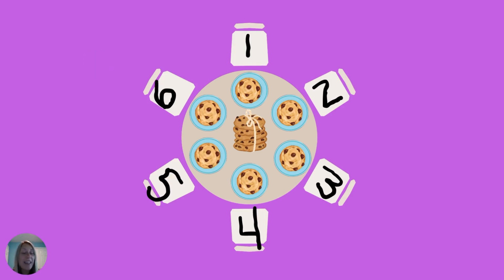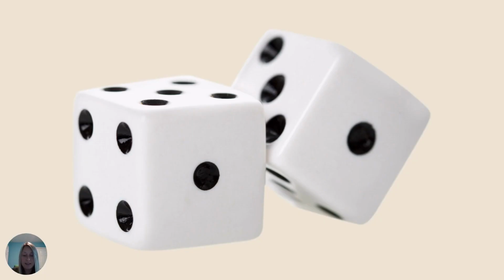Do you see how each friend has a chair? And at each chair, there's a plate. And at each plate, there's a cookie. That's one-to-one correspondence. For every object, there is another object. It's all connected. There's the same amount and the same number of things.